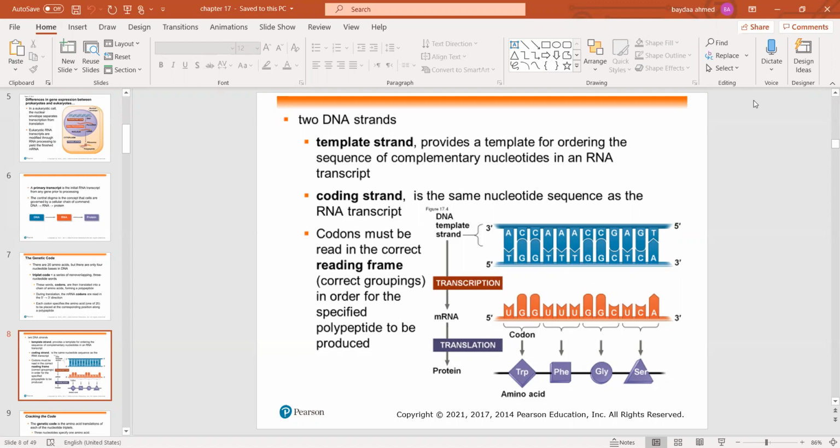During translation, the sequence of codons along an mRNA molecule is decoded, or translated, into a sequence of amino acids making up a polypeptide chain. The codons are read by the translation machinery in the 5' to 3' direction along the mRNA.